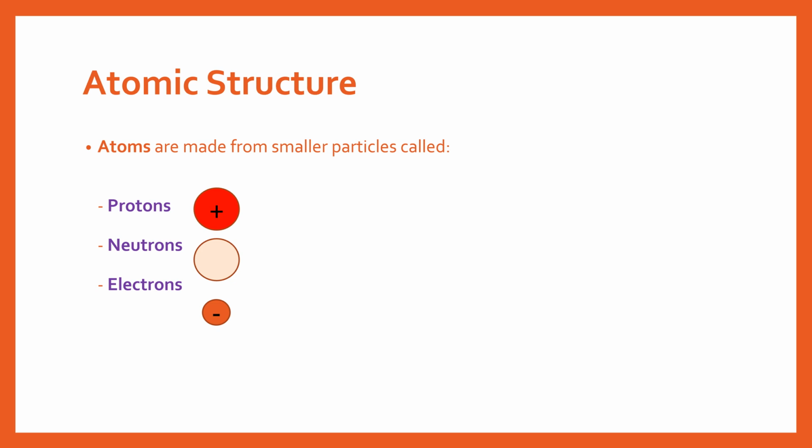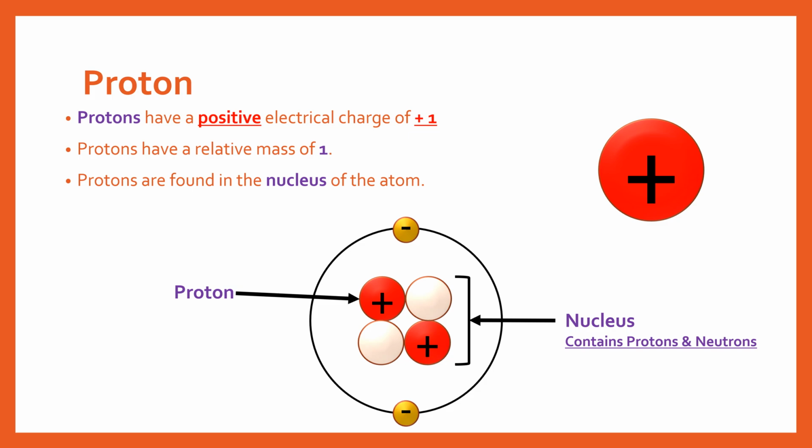Let's have a look at these subatomic particles in a little bit more detail then. So we have protons, neutrons, and electrons. They're the subatomic particles. So protons, P for proton, P for positive, they have a charge of +1, and they also have a relative mass of 1. And again, just to reiterate what we said earlier, they're found inside the nucleus.